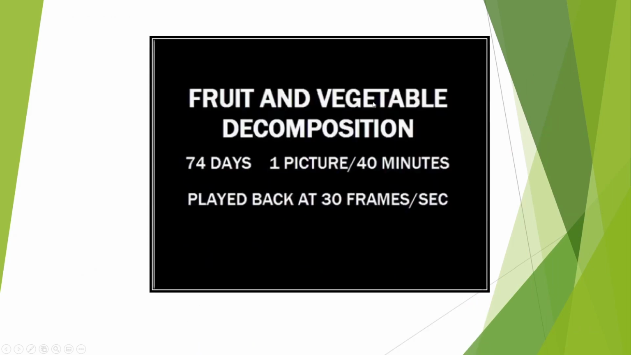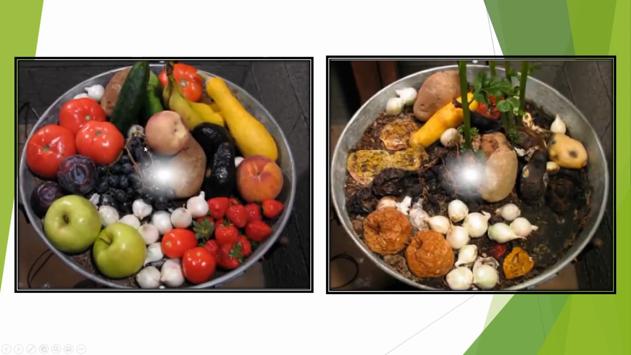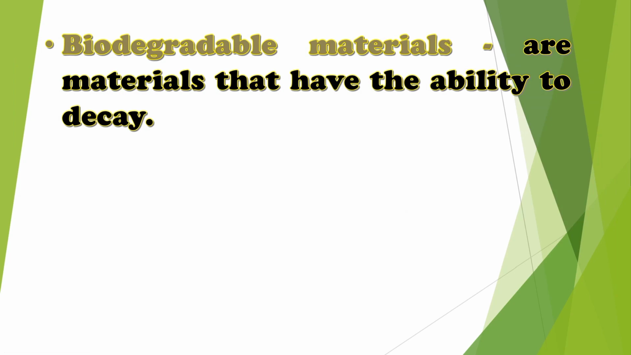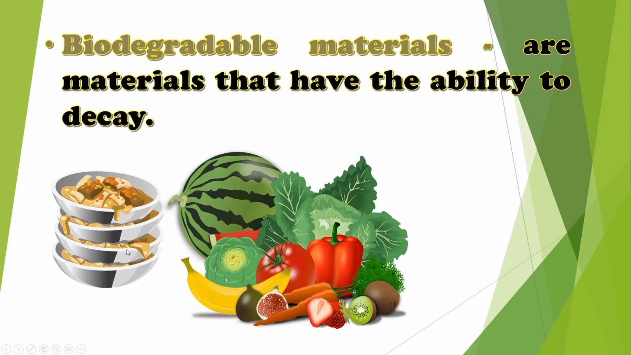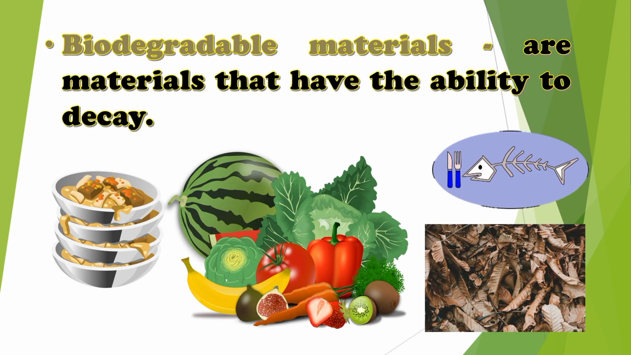Before I proceed to discuss your next activity in the module, I will first show you a picture. What do you notice in this picture? Now, the next pictures show biodegradable materials, materials that have the ability to decay. Some examples are leftover foods, vegetable and fruit peelings, fish bone, dried plants, and dead animals.